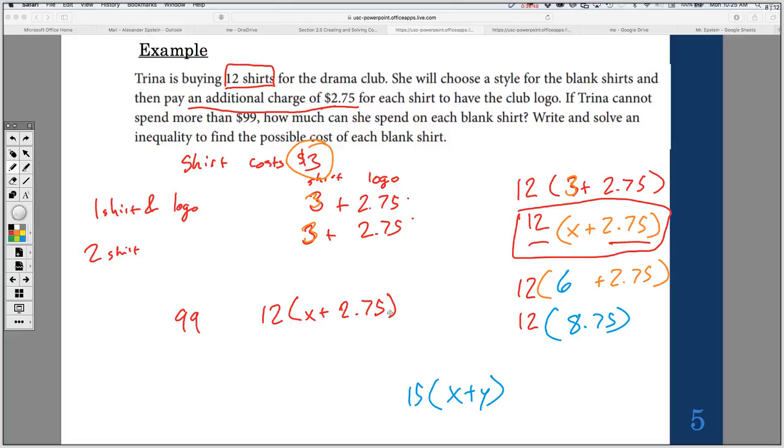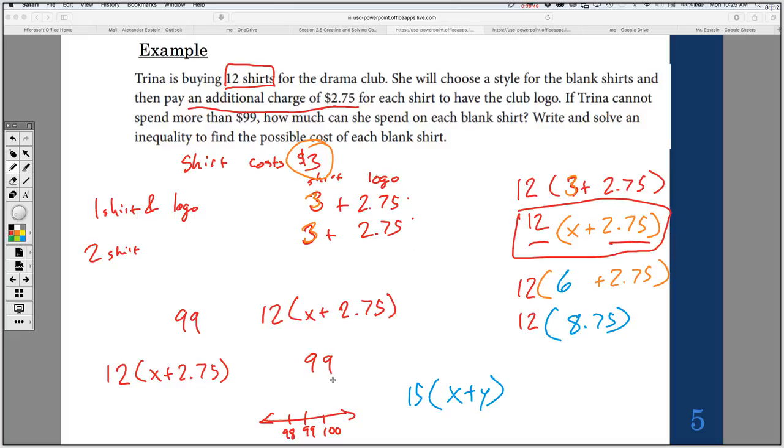Now when I look at this, I have 99. Do I want to spend 100 or 98? Which one's okay? 98's okay. So I'm going to circle 99. Can I spend 99 though? Or it has to be below 99.